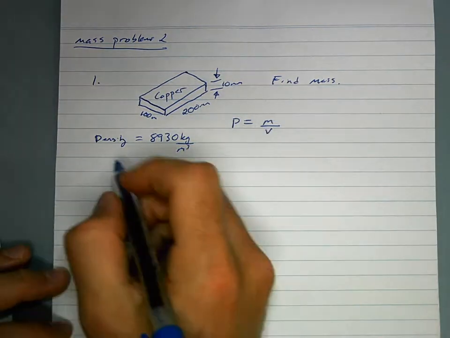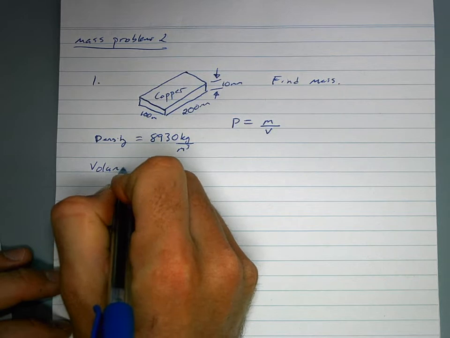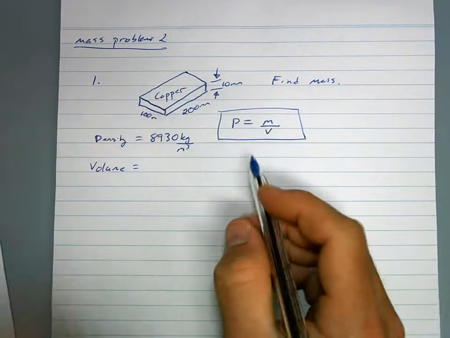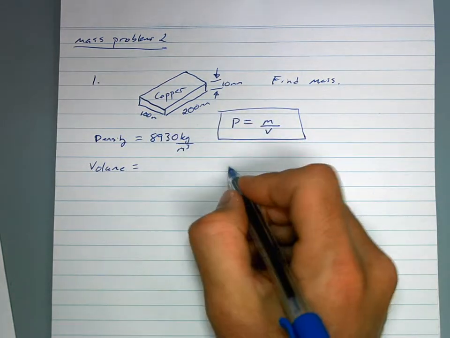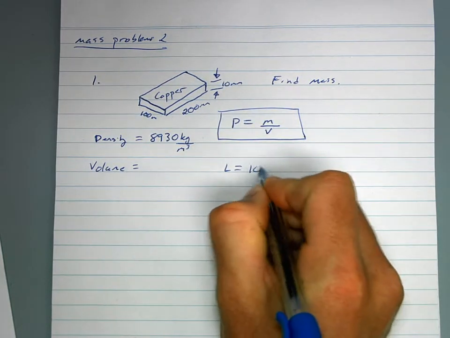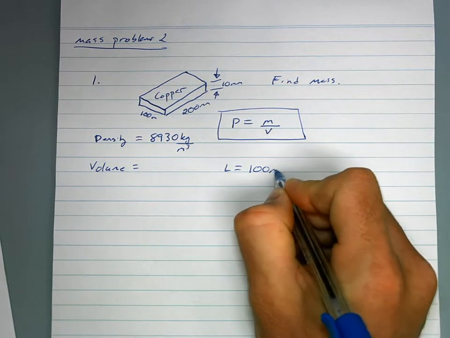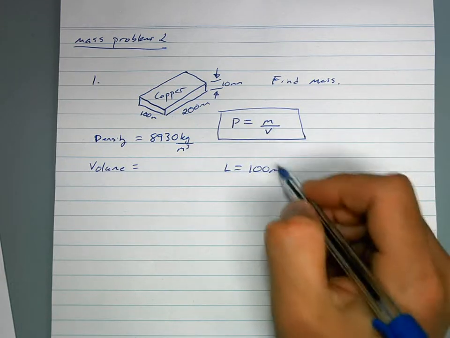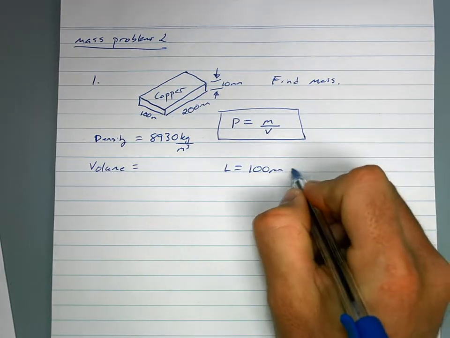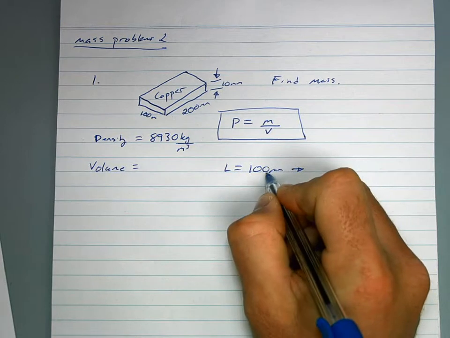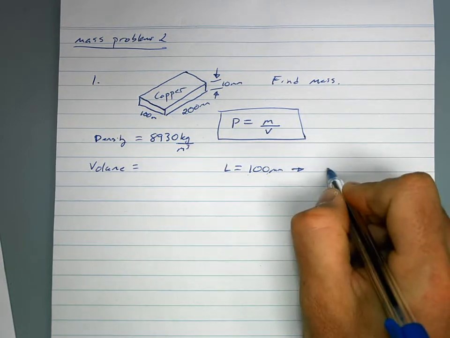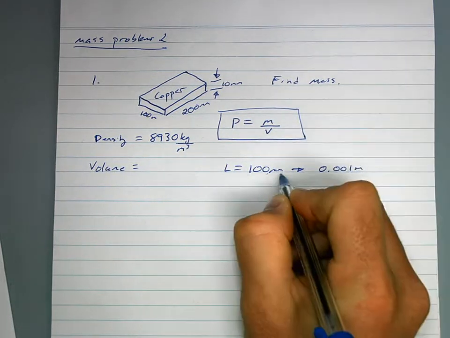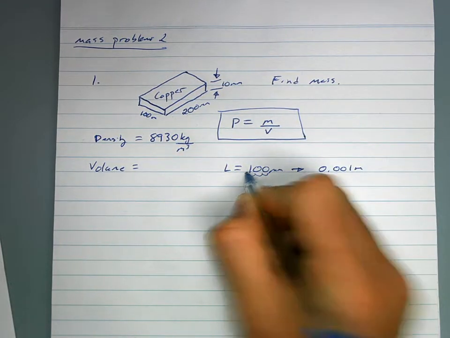Okay, and now we need to find our volume. So let's find the volume of this. So we need to first convert our units. So our length is equal to 100 millimeters here. Now we need to convert that to meters because volume is in cubic meters. So to convert that, we're going to move our decimal spot 3 places to the left. So we now have 0.1 meters. We're going to go 1, 2, 3.